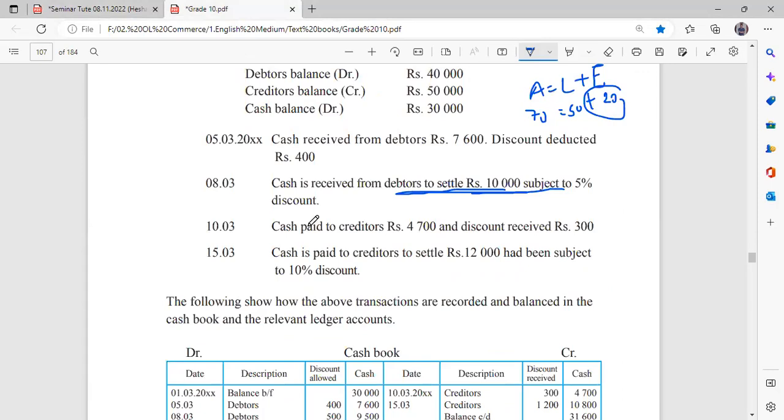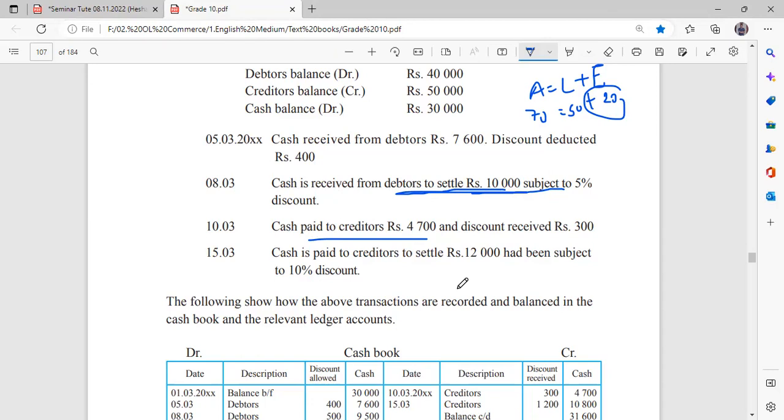Okay, now this is the other one. Cash paid to creditors 4,700. We paid 4,700 and discount received 300, which means altogether we deducted 5,000 worth of creditors balance, right? So we paid only the 4,700, so we have received 300 worth of discount. So we call it discount received. It's an income. These are expenses, because the discounts allowed. These are income, right?